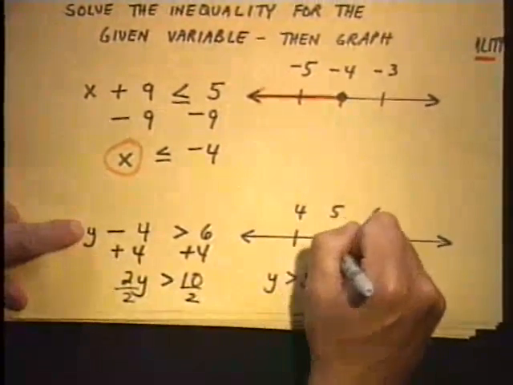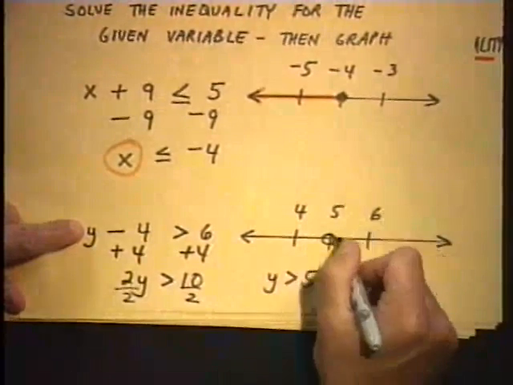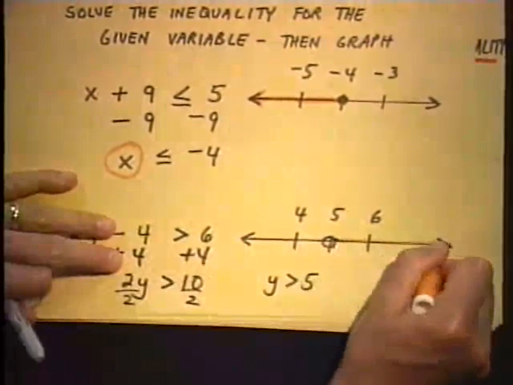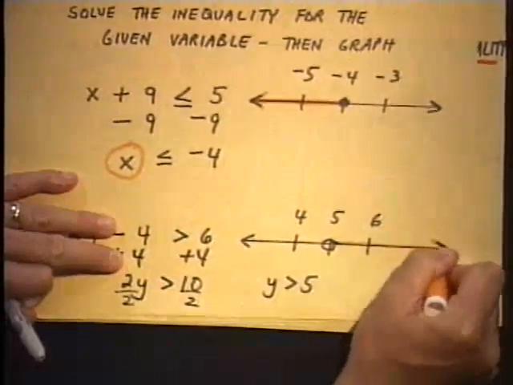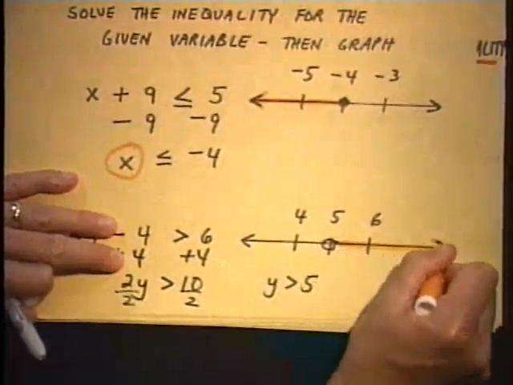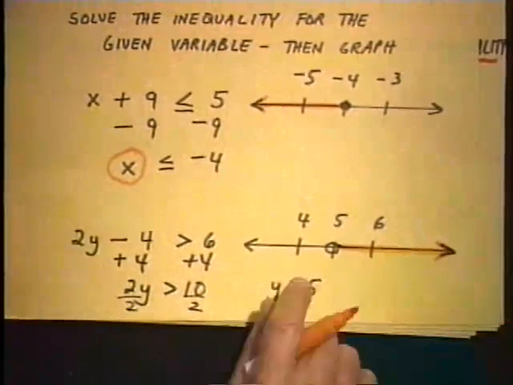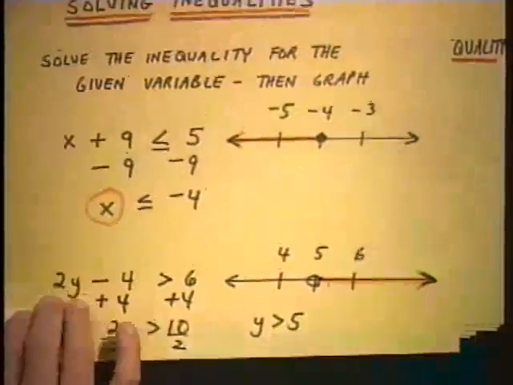So on this one, greater than 5 does not include 5. We'll put the open circle, and we will shade all numbers greater than 5, including the arrow. And why is the arrow important? Because these things go on to infinity and beyond. Okay, so a little bit of graphing here.